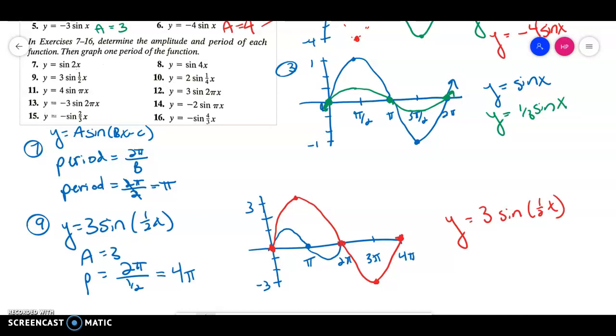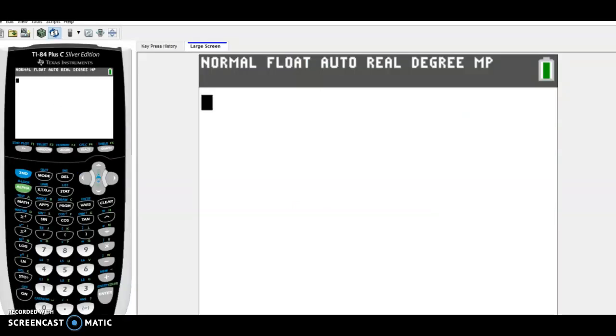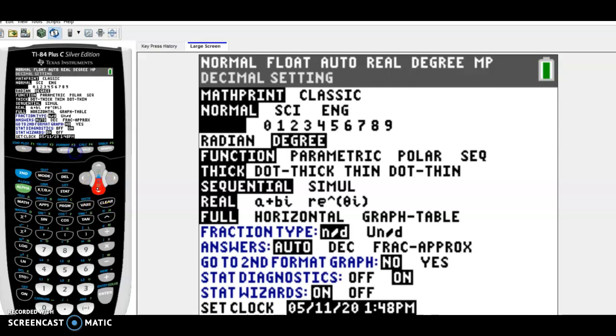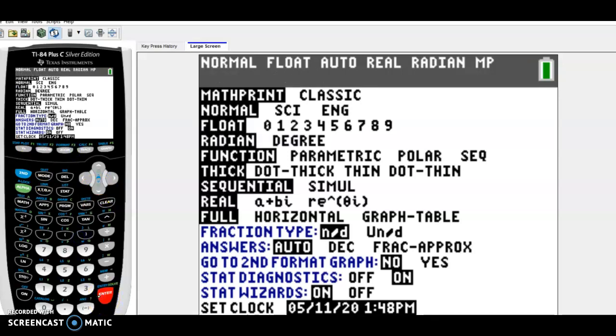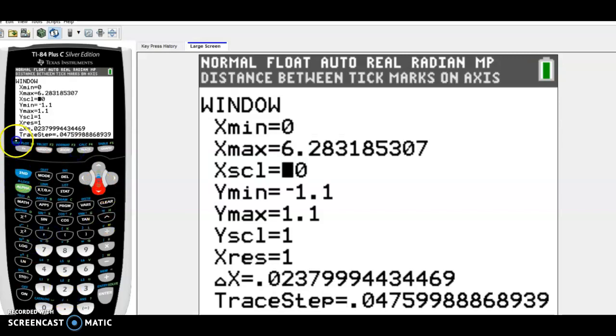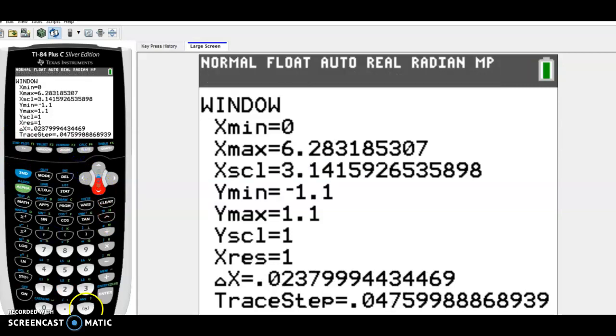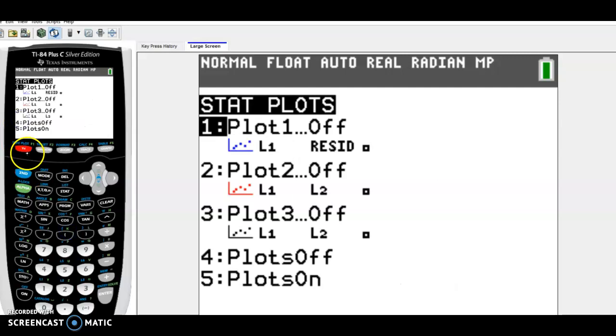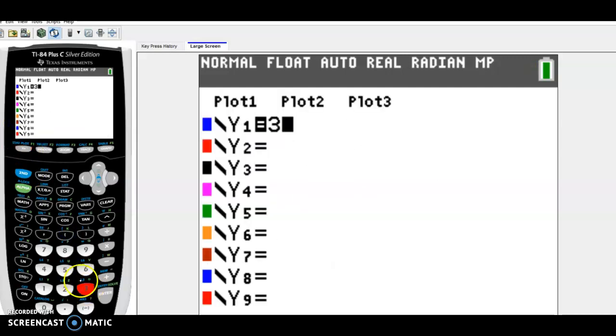If you needed to, again, check any of these on the calculator. I'm in degrees, so I'm going to switch first to radians. Start with what you know. So if you're most comfortable with amplitude, we'll go from 0 to 2 pi for my scale. And I can count off by pi's, but I'm going to stick with -3 to 3 for my y scale. And I'm going to put in 3 times the sine of 1/2 x.